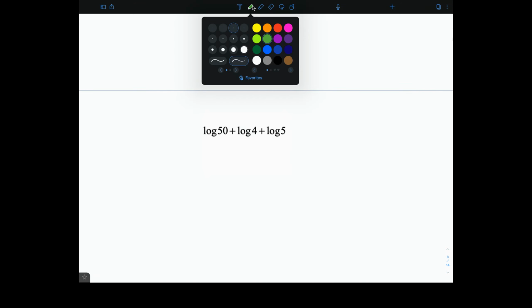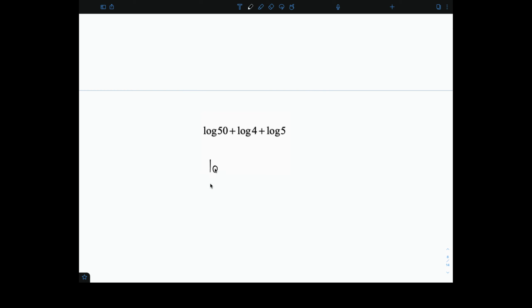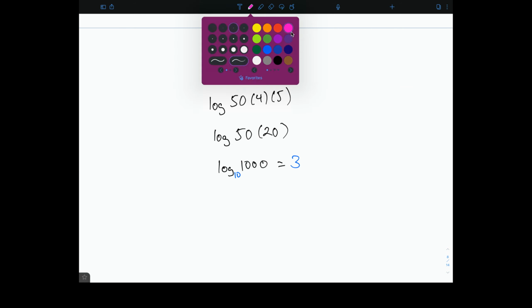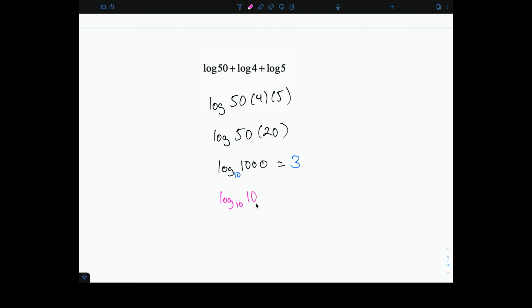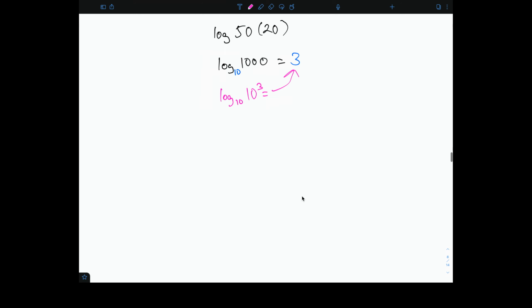Okay, so even if you have a bunch of them being added together, it's still just multiplication. So this is 50 times 4 times 5, which is really just 50 times 20. And 5 times 2 is 10, and then I have 2 more zeros. So the number of zeros, remember this is still base 10, tells me what it's equal to, so 3. Just to be clear, this is the same thing as saying log base 10 of 10 cubed, which is 3.